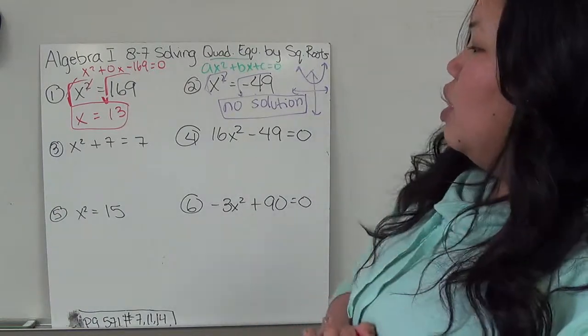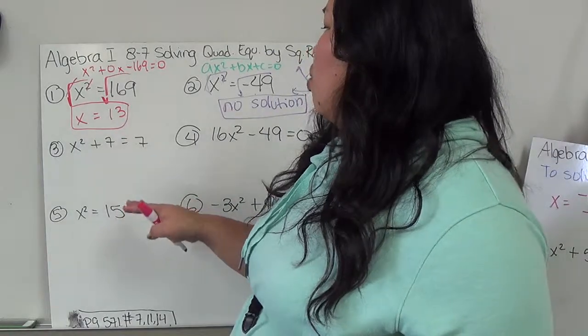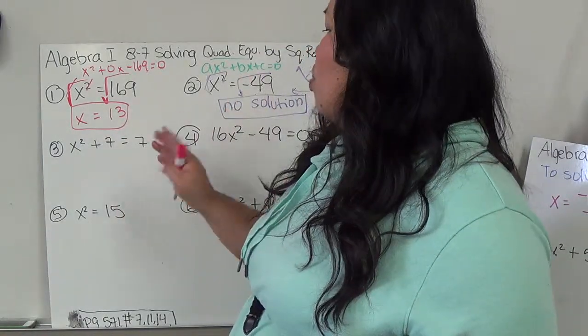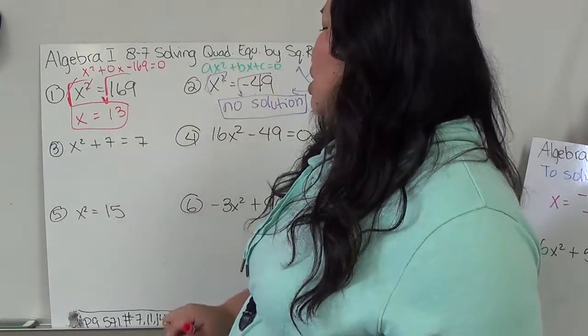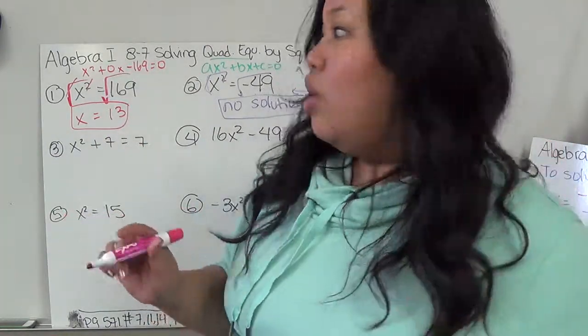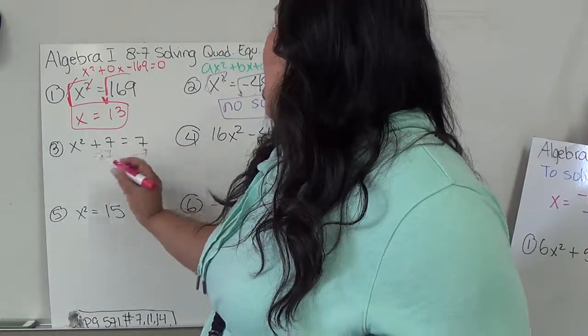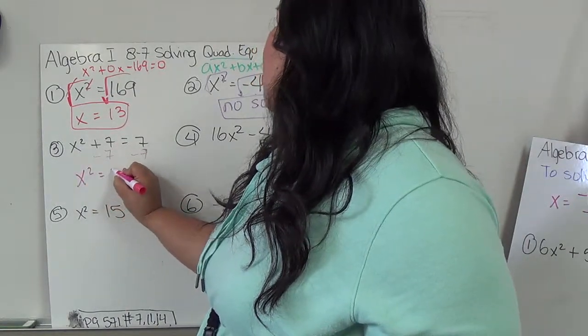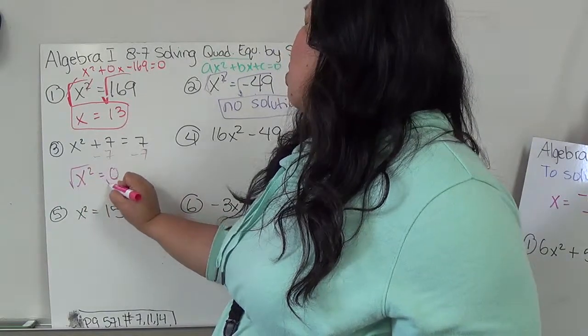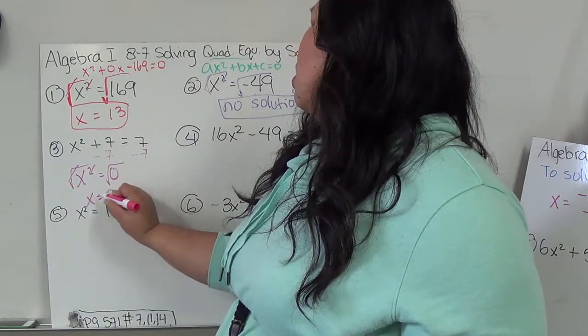All right? So on this one, again, there's no bx, there's no term with just an x, it's an x squared and then just constants. So I'm going to put all the constants on one side and the x squared on the other. If I do that, I'm going to subtract 7 on both sides. I end up with x squared equals 0. I'm going to square root both sides, so this cancels out with this. I end up with x equals 0.